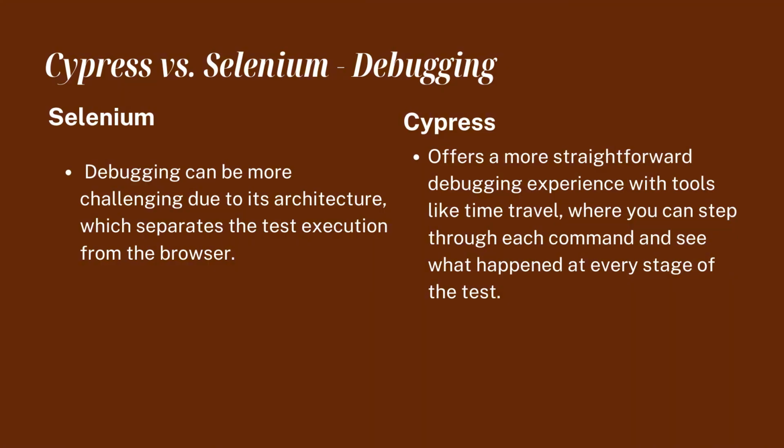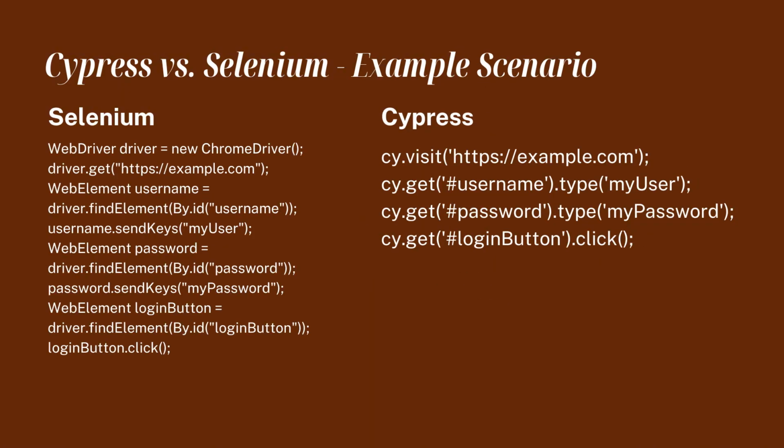Okay, now let's take a look at an example. Imagine you want to test a login feature on a web application. With Selenium, you may have to write several lines of code. So if you count here, there are 11 lines of code for Selenium.